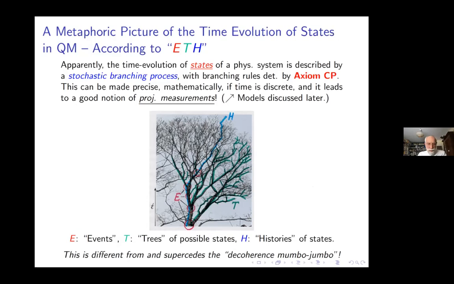Some people might think that the ETH approach is basically just something like Everett with a little bit of decoherence mumbo jumbo added in. But in fact, it's really much better. Everett doesn't really make sense in my opinion. And the usual decoherence mumbo jumbo, unfortunately, cannot be used to understand the time evolution of states of isolated systems. All right, so that's the end of the general discussion.